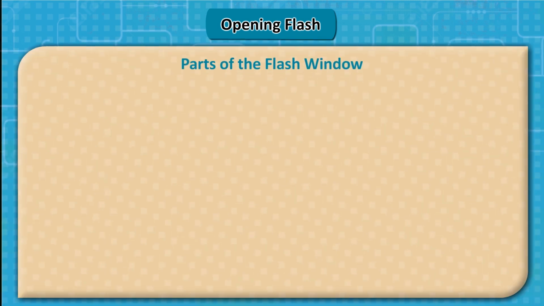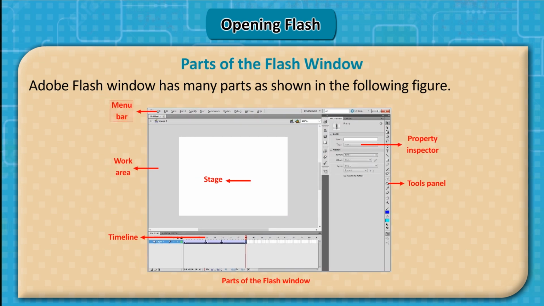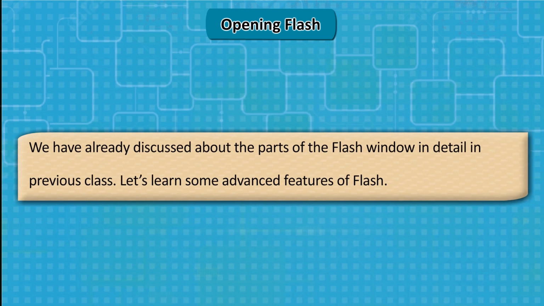Parts of the Flash window. Adobe Flash window has many parts as shown in the following figure: Menu bar, Work area, Stage, Property Inspector, Tools panel, Timeline. We have already discussed the parts of the Flash window in detail in the previous class. Let's learn some advanced features of Flash.